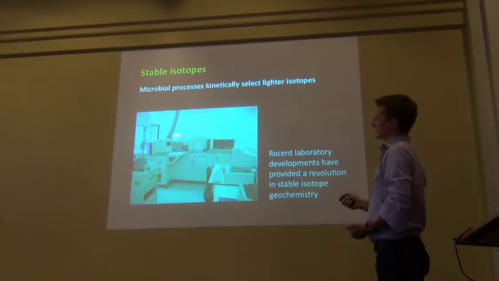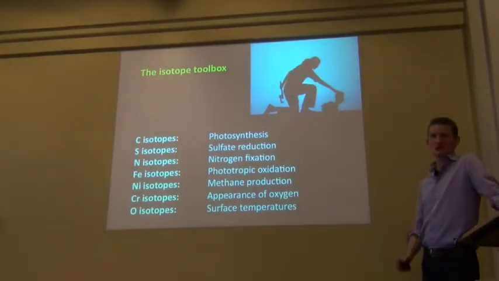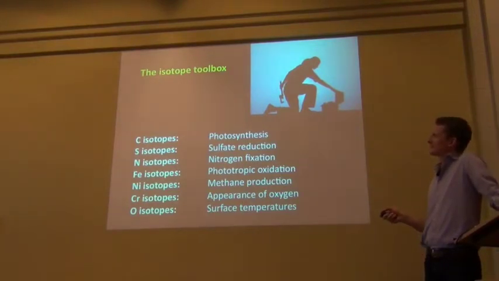And this is quite a new type of instrument. It was only invented about 10 years ago. So that gives us lots of possibilities to look at these rocks in ways that we haven't done before. And we have what we call an isotope toolbox. We can look at carbon, sulfur, nitrogen, iron, nickel, chromium, and oxygen. And all of these isotopes tell us different things about what happens in the environment. So carbon isotopes can tell us about photosynthesis. It's a very important process for making oxygen. Sulfur isotopes tell us about sulfate production, and so on.